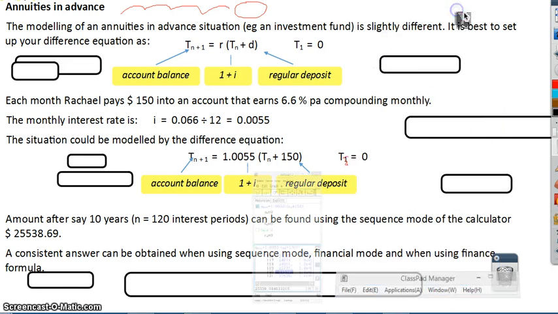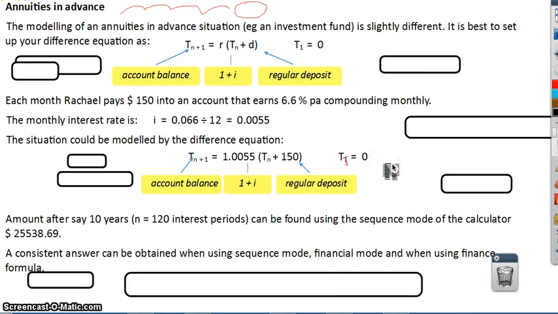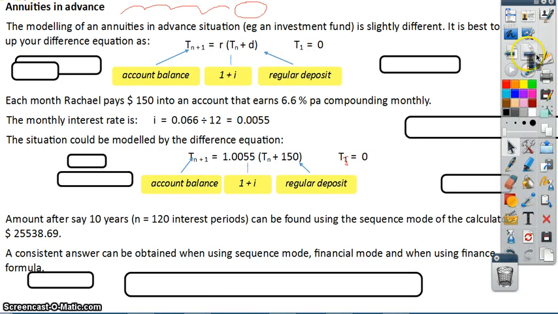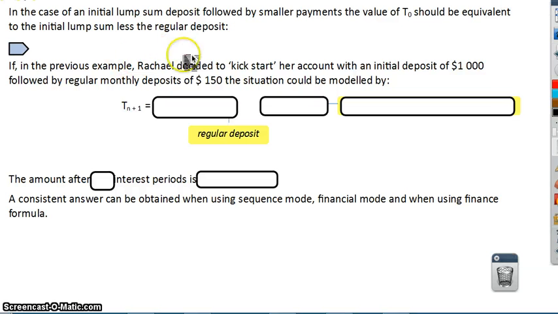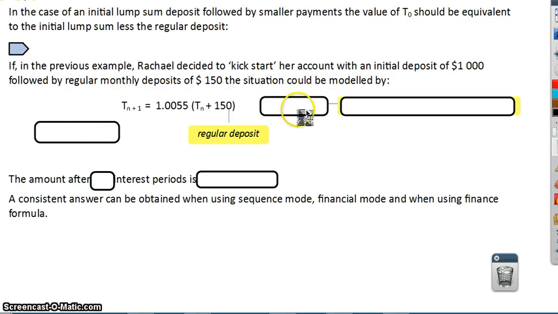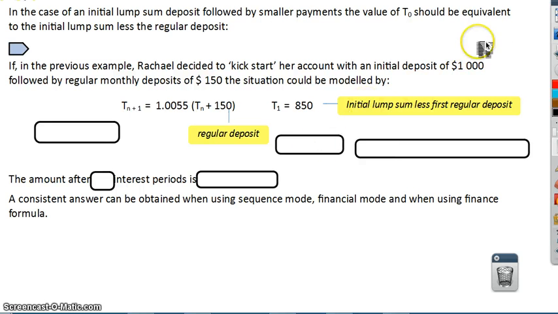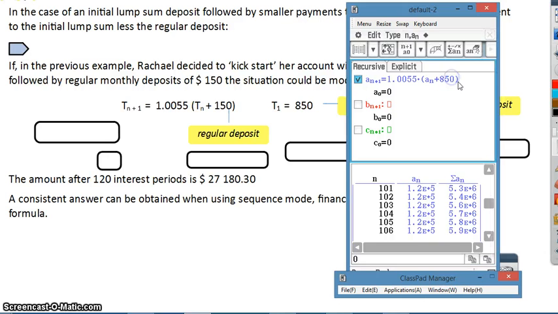Okay. Now here's an interesting thing. If you open a savings account but you actually have some money to put in the first part that's more than your regular payment, you can do that still using the same situation. Here we've got Rachel decides to kickstart her account with an initial deposit of $1,000. But rather than put $1,000 in as T1, that 1,000 takes into account your initial. We're saying we have a regular deposit of 150. So if you had 850 and 150, that would make your first 1,000 that you've got, and then it's 150 thereafter.